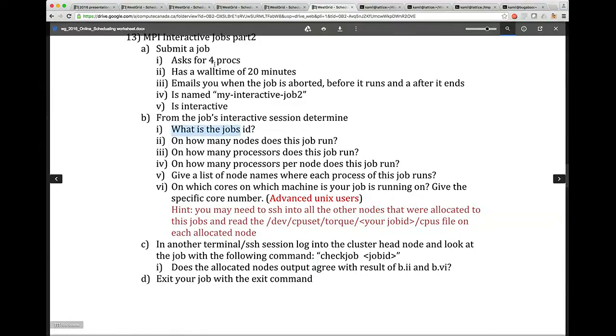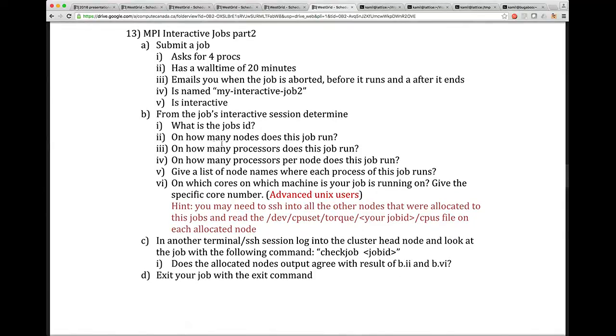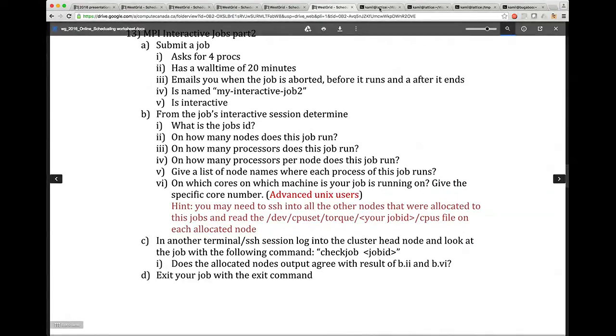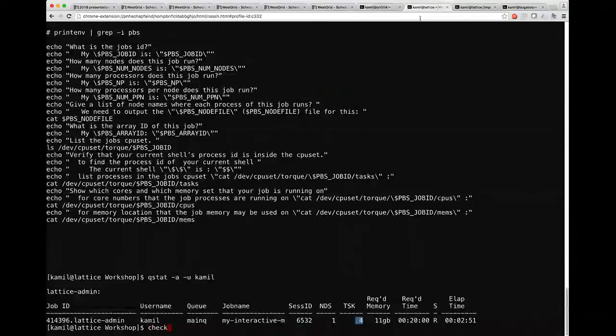We can look at our second interactive job. It's asked for 4 processors again. Actually, we've gone through basically, actually, no. We'll submit it. So we're going to show you one other thing. When we submit this job, we'll take this job ID, and we'll run the command called checkjob.